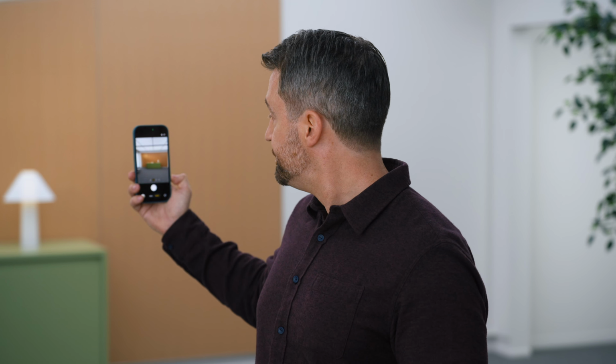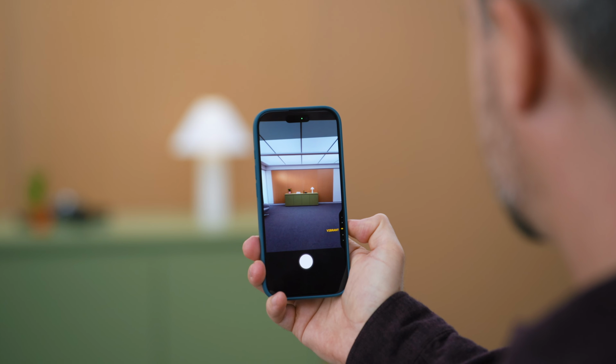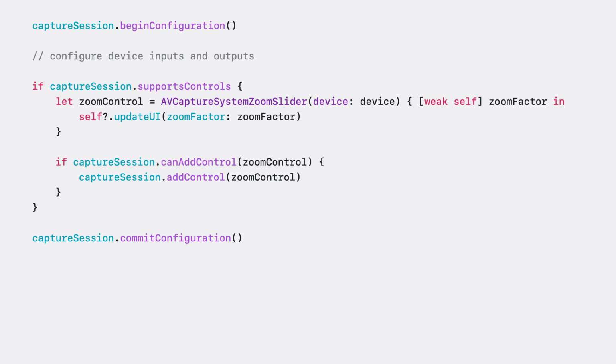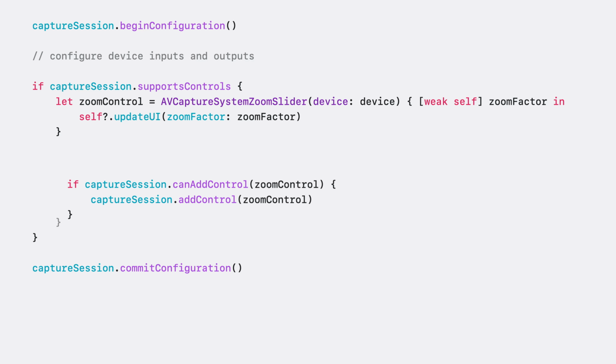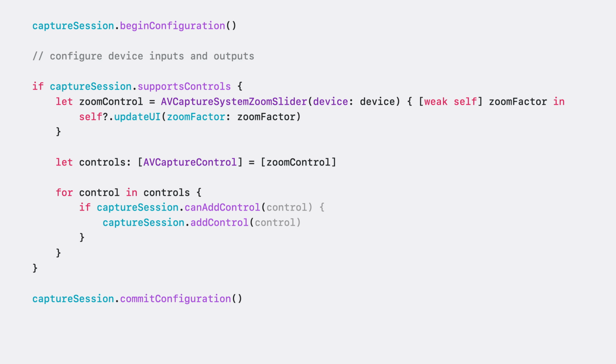A great example of a custom control is a picker that iterates through the effects or filters your app supports. Such a control typically needs to operate closer to capture than to UI, so let's check out what that looks like. Starting with the code we just wrote, we'll make the zoom control one of many. Note that there's a limit to how many controls you can add, reported by the session's max controls count property. Can add control will return false once you reach the limit.